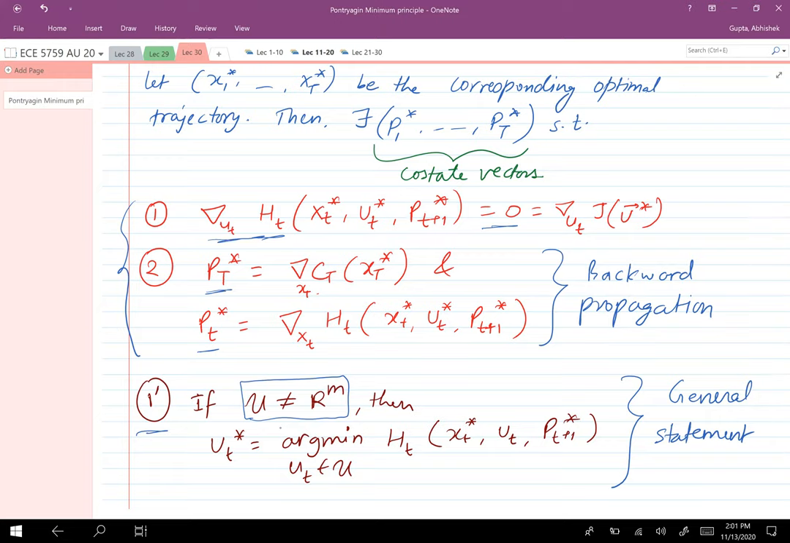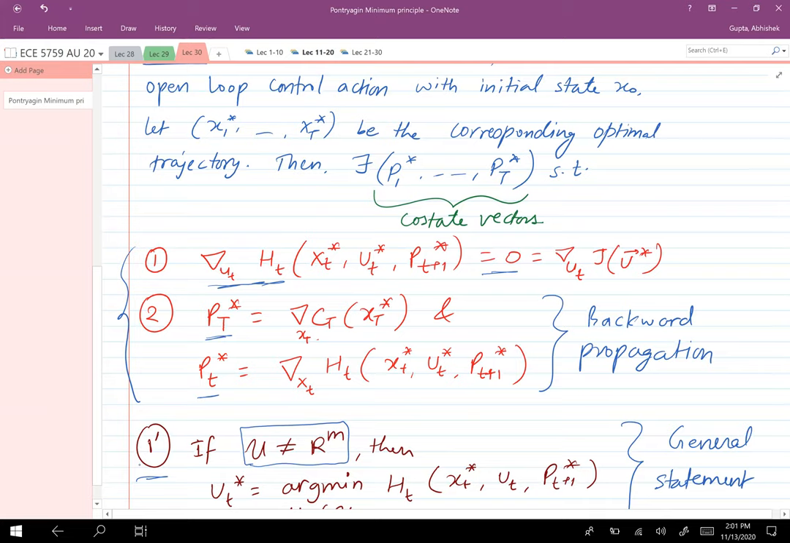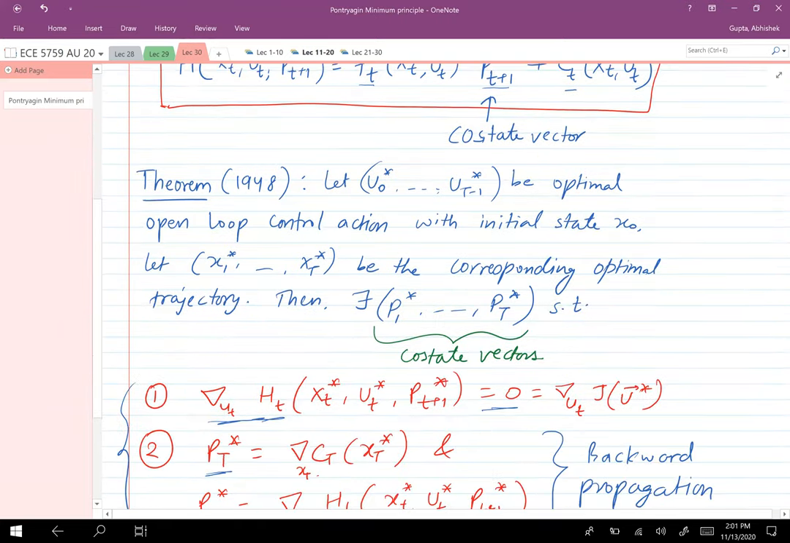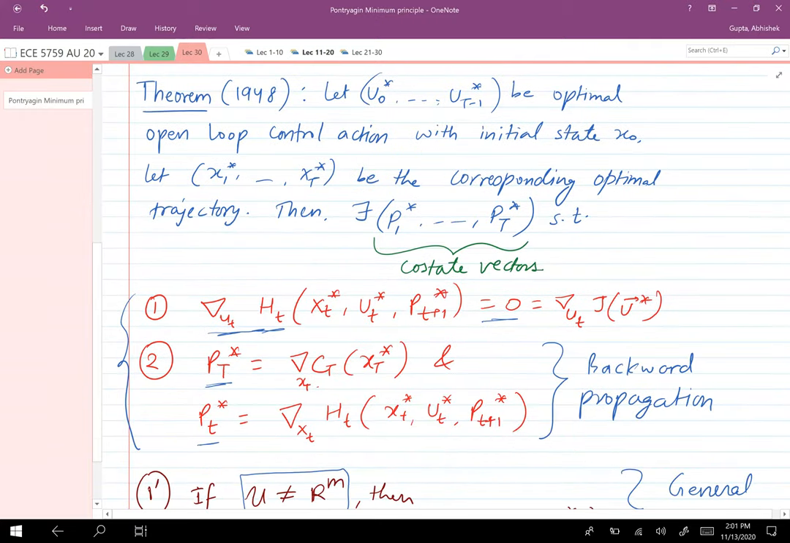One of the things that I've asked you to do in the current assignment, which is assignment 6, due next Wednesday, is to derive the backpropagation algorithm for training neural networks using basically these two equations. Okay, so when you are training a neural network, your u_t is actually the weight. Your f_t is essentially how the output of the perceptron changes based on the weight and the output of the previous layer. And then you have only a terminal cost, which is the training error. And you can use this theorem to derive the backpropagation algorithm for training neural networks.